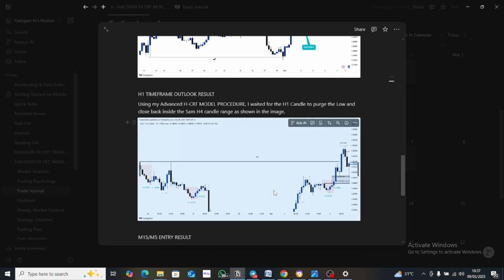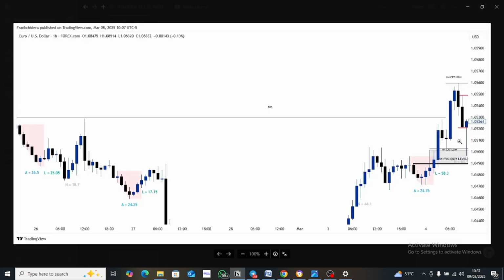You can see I went on my 1 hour time frame to actually wait for 1 hour candle to close back inside the 4-hour range. You can see this candle, it swept the H4 CRT, the H4 low, the H4 5 a.m. candle low, it swept it and closed back in, which has given me a bullish direction. That's giving me a bullish signal that we're about to head higher.